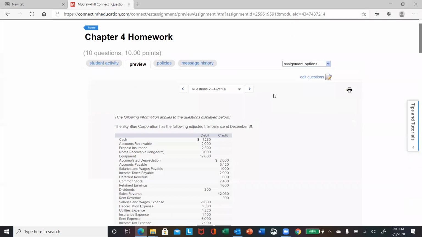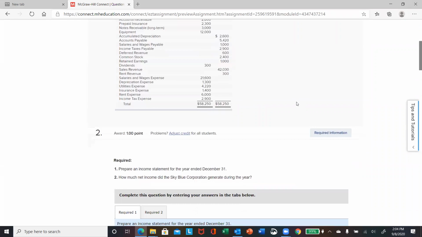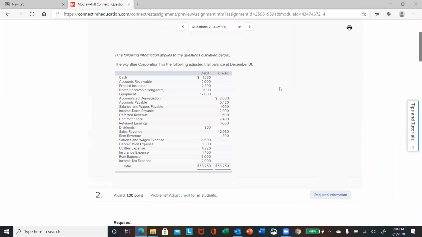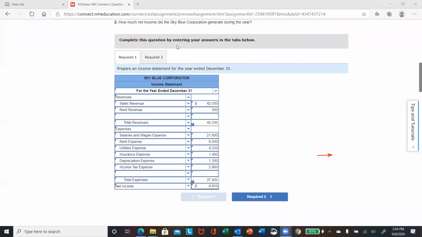It looks like this is going to be for questions 2 through 4. So we've got the adjusted trial balance, and they want you to do an income statement and then show the net income generated for the year. So remember, on your income statement, all we're looking for is the revenues. So it looks like we've got service or sales revenue and the rent revenue, and then you just look for the expenses. And then so down below, you just have to plug them in.